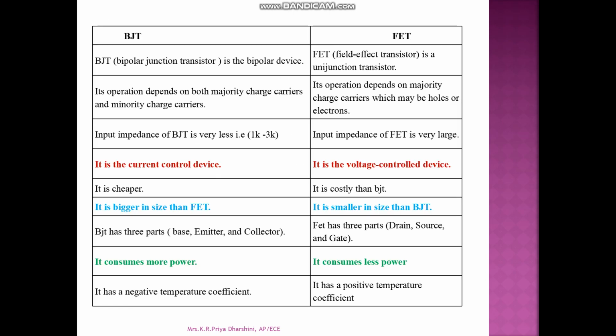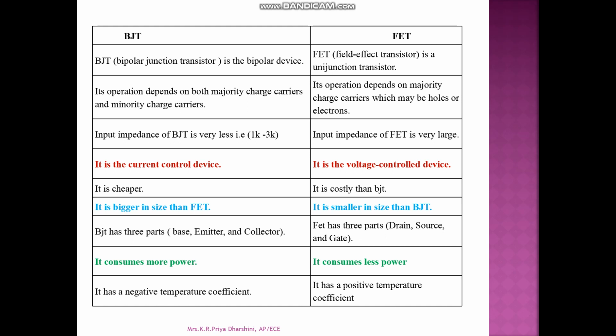Next, we'll see the difference between the BJT and FET. BJT is called a bipolar junction transistor. It is called a bipolar device. FET is a field effect transistor, which is called a unipolar transistor. In a BJT, the operation depends on both majority carriers and minority charge carriers. But in a FET, the operation depends on majority charge carriers, which may be holes or electrons.